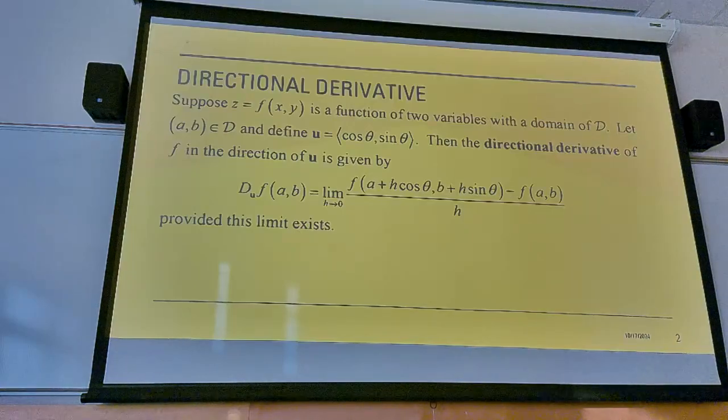So we define it for two variables, but this can be extended to any number of variables. We have a two-variable function with domain D. Let (a, b) be some point in our domain and define u as (cosine theta, sine theta). The directional derivative of f in the direction of u is given by that limit. And notice in this case, unlike with the partials, we're allowing both variables to vary. Provided this limit exists, of course.